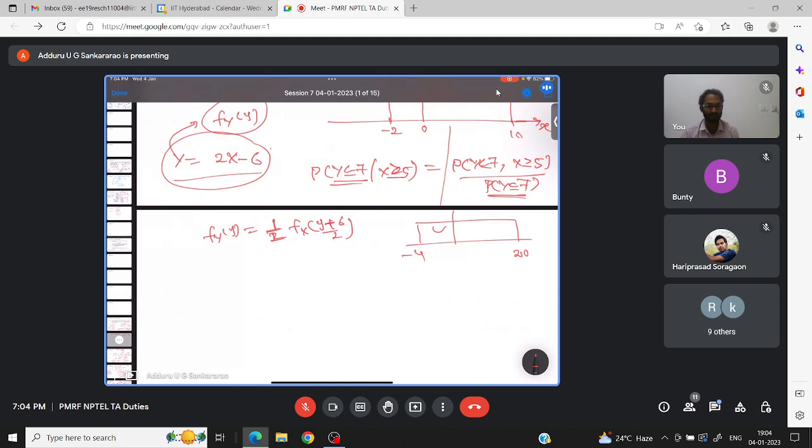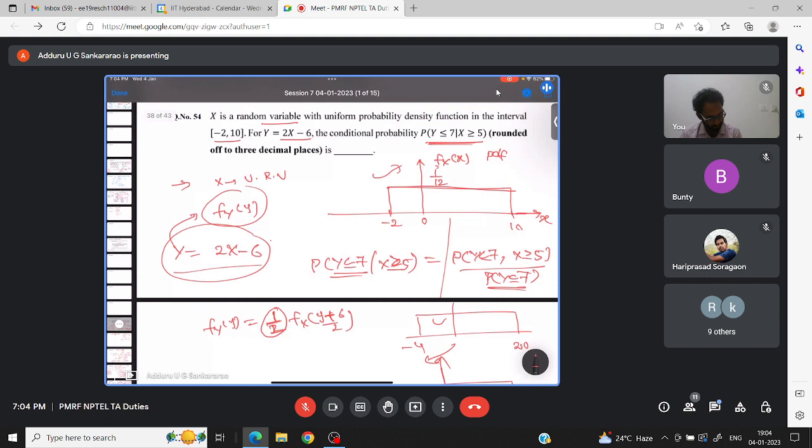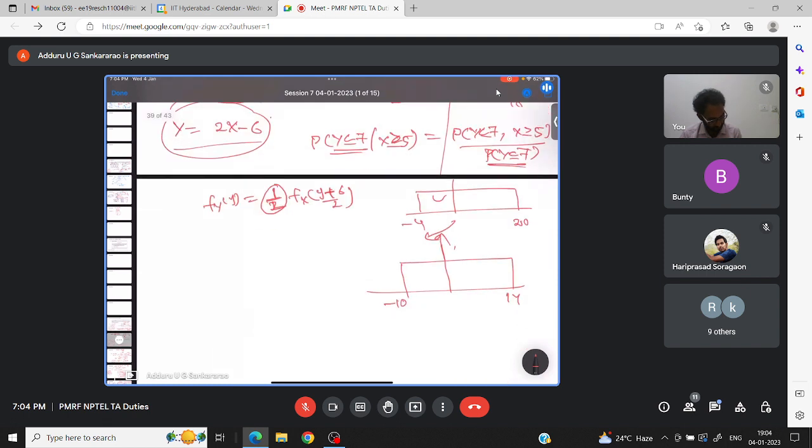And after that I need to shift it. +6 means left shift. If I shift left, what will happen? It will become left shift by 6 units, -10 to 14, and this amplitude is multiplied by 1 by 2. Already 1 by 12 is there, so 1 by 24. So this is Fy of y. Just the signals operation applied. -10 to 14, 1 by 24.